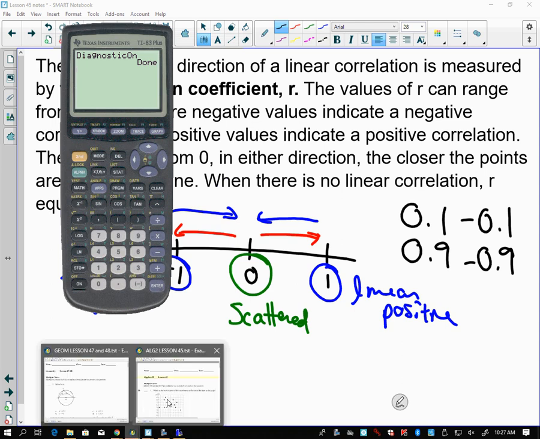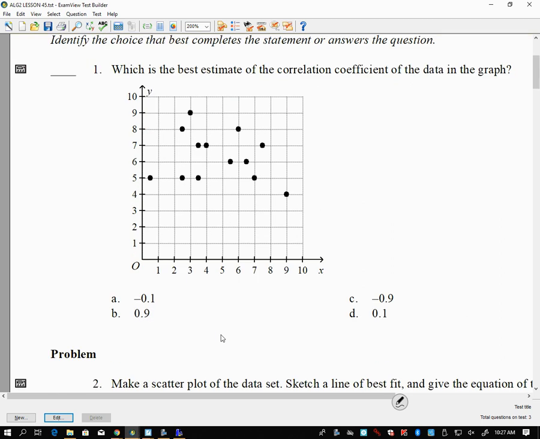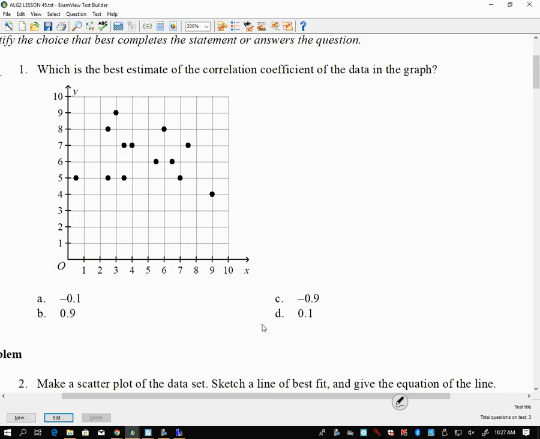Let's pull up some of our data here. All right, so this first question doesn't actually ask you to plug anything in your calculator. It's just a matter of which is the best estimate of the correlation coefficient. Does this line look linear, like really, really linear to you? No. But is it going up typically? I mean, does it seem like it's going up or does it seem like it's going down? Down. All right, so we would be looking at what type of number, positive or negative? Negative. So we would be looking at a negative number.